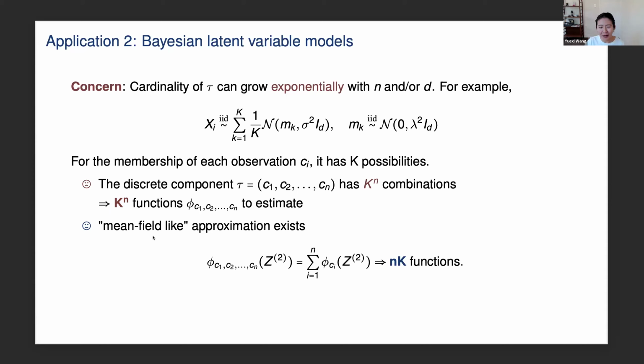So we propose a mean-field-like approximation for this specific case, where we break down this phi, conditional on all of the observations, into a sum over individual functions that only take care of one observation at a time. In this case, this simplifies the number of functions to estimate from k to the power of n to something linear in n times k.